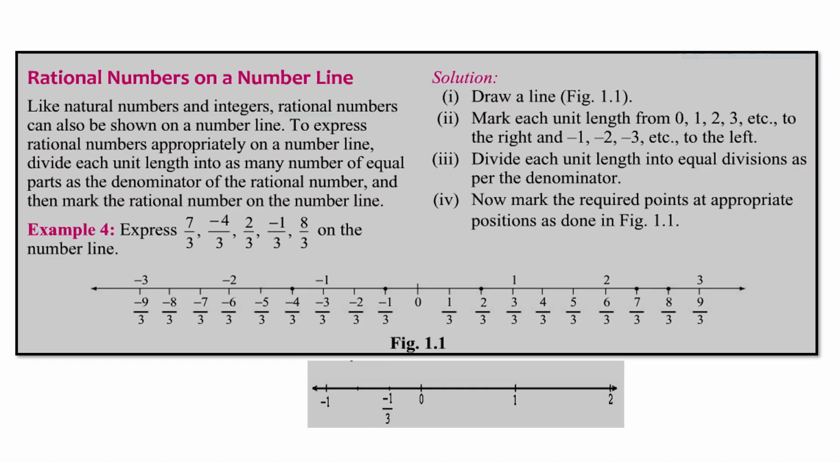The steps are explained. Draw a line, mark each unit length from 0, 1, 2, 3, etc. to the right of 0, and -1, -2, -3 to the left. Divide each unit length into equal divisions as per the denominator. Now mark the required points at appropriate positions as done in the figure.